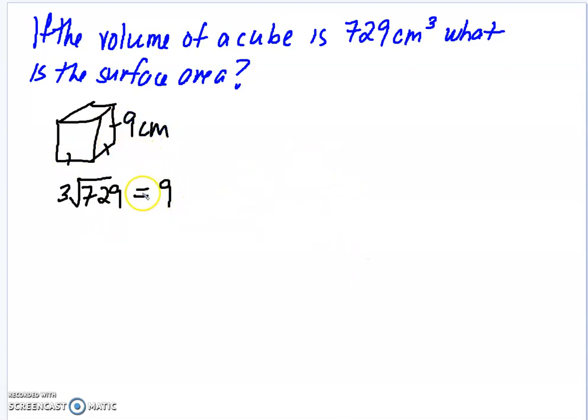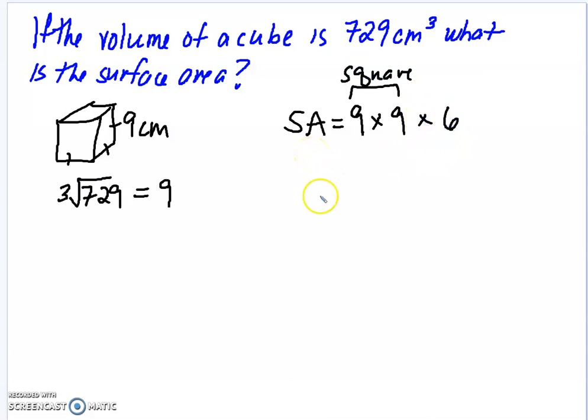So using the side length now, we need to analyze what the surface area of this cube is. So it's going to be the area of one of the squares, which is just 9 times 9. But there are 6 sides, so we're going to have to multiply this by 6. So if I multiply 9 times 9 times 6, I'm going to end up with a surface area of 486 centimeters squared.